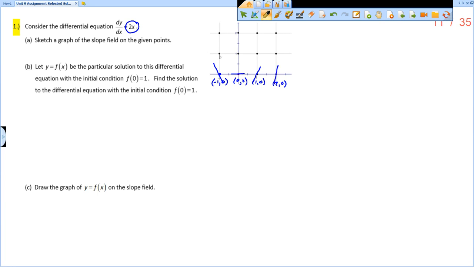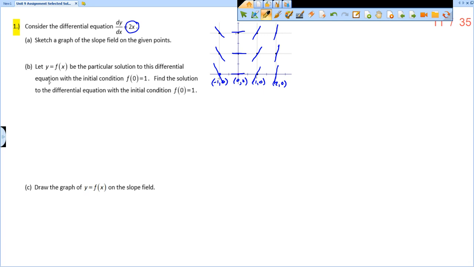Going over here, now this is -1, 1. But remember, the x value is all that matters. So 2 times -1 is -2. Sorry, that should be a little bit steeper. Then this x value is 0, so 2 times 0 is 0. 2 times 1 is 2. 2 times 2 is 4. Over here, same thing: -2, 0, +2, +4. So that is it for part A.